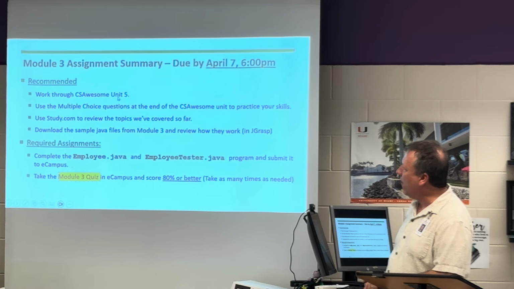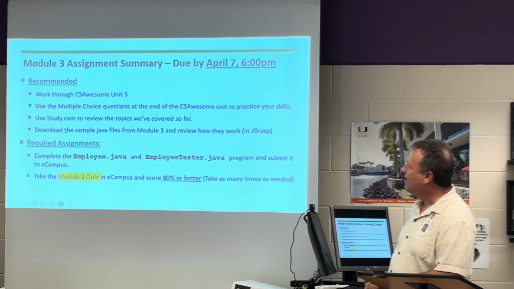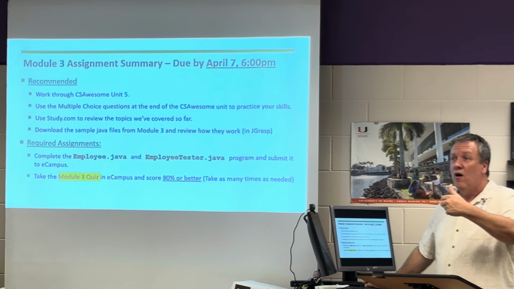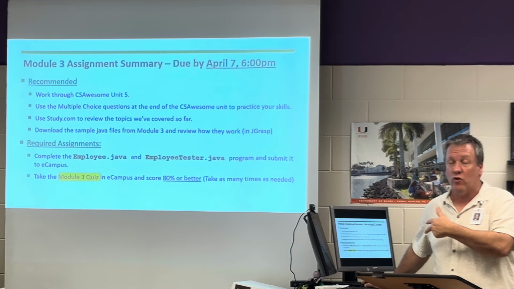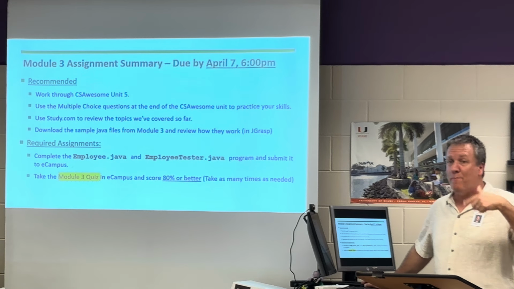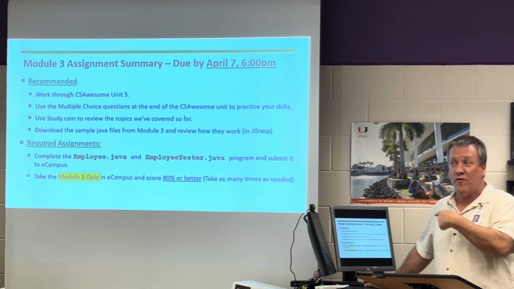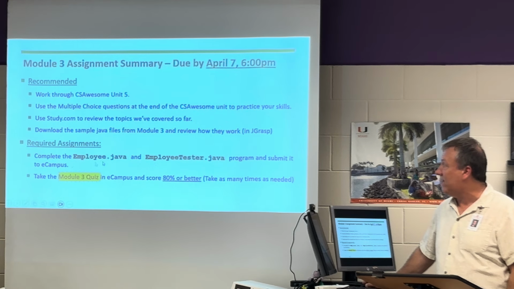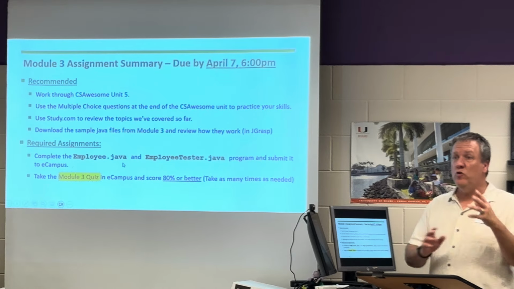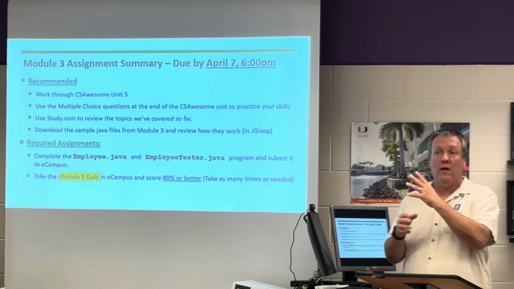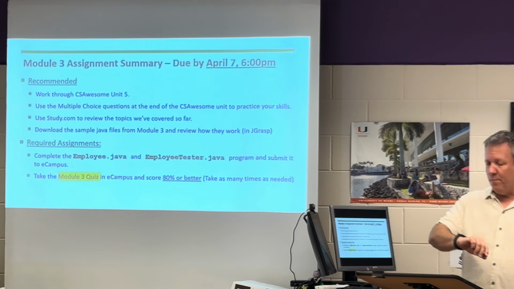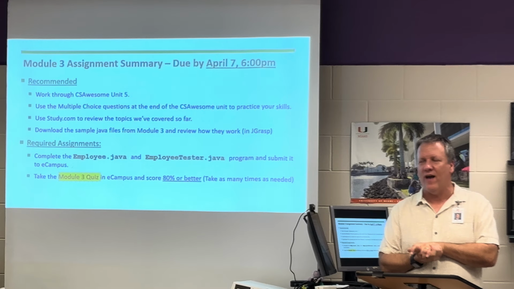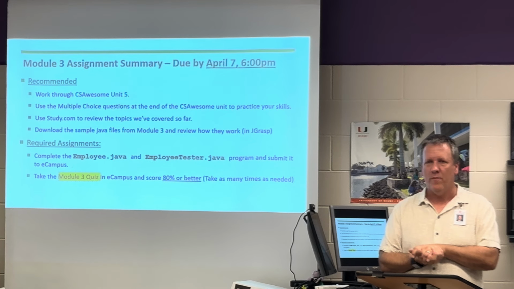I would recommend checking out Unit 5, looking at study.com. Download BankAccountTester, PrintTriangle, all that stuff is in eCampus. You can download those and run that bank account code that we went through together. That's up there. You can use that code. But you're going to download Employee and EmployeeTester, finish that class, use that class to make an employee object called Agent007. That's started for you. Make your own employee object, and then take the Module 3 quiz and try to get 80% or better. If you got any questions along the way, please let me know.